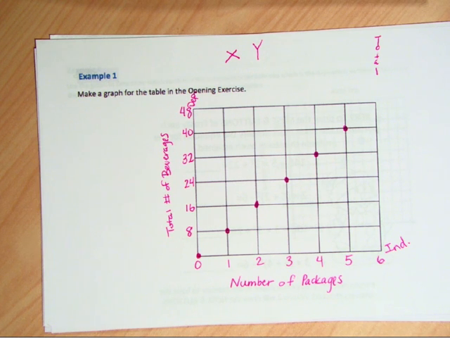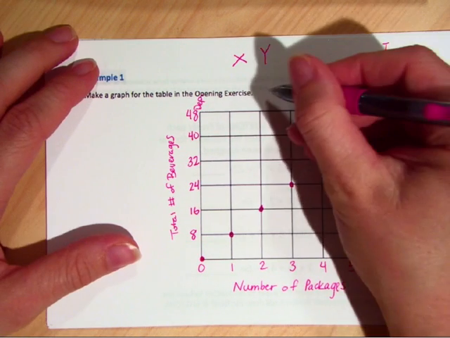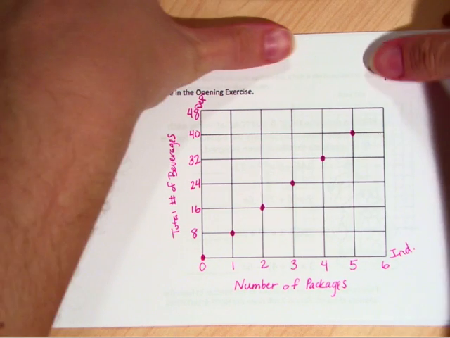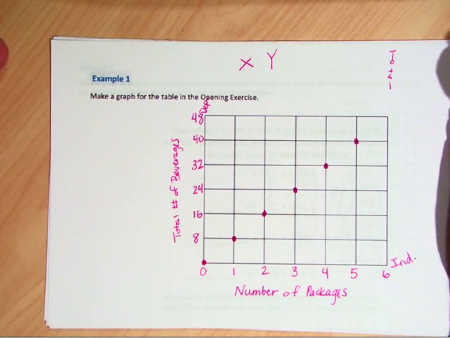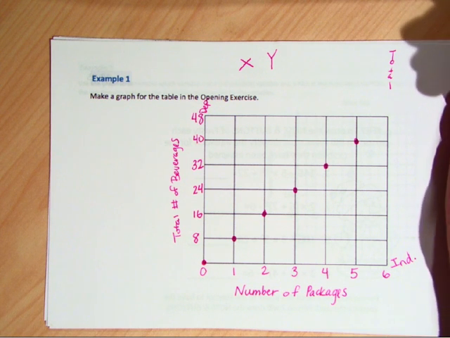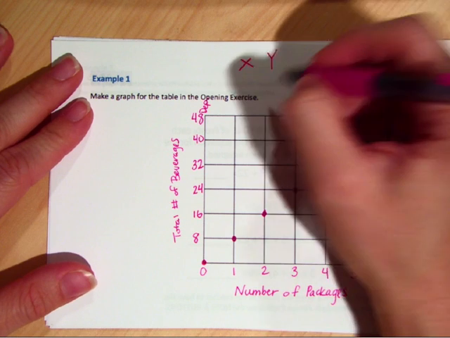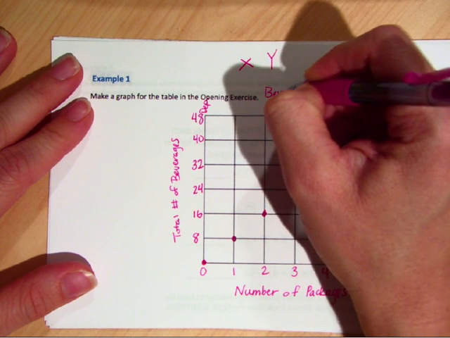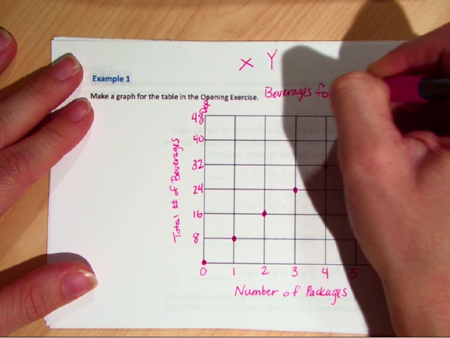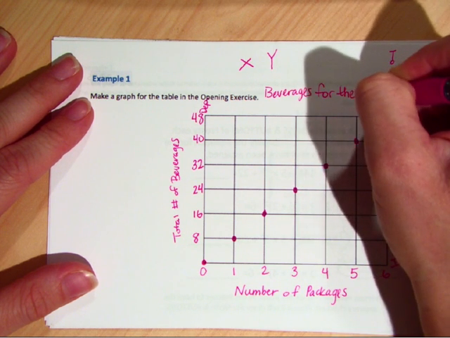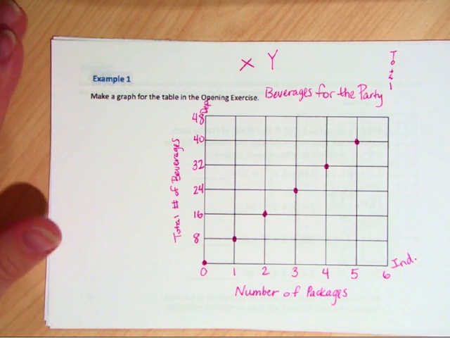Now I need a title. Title is important. My title goes up here, and I have a bunch of scribble up here from showing you information. But I think this is the beverages that we're going to have for the party, right? It's for a party. Yep, buying beverages for a party. Okay, so I'm going to just title it Beverages for the Party. That's my title.